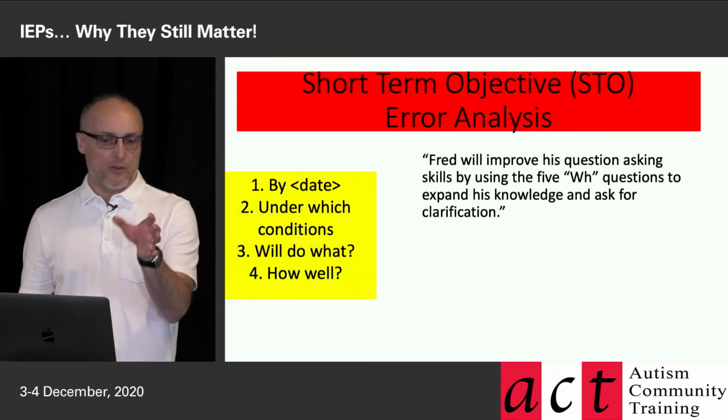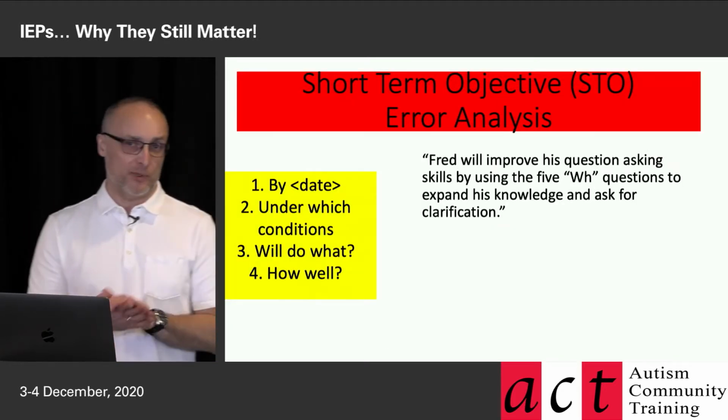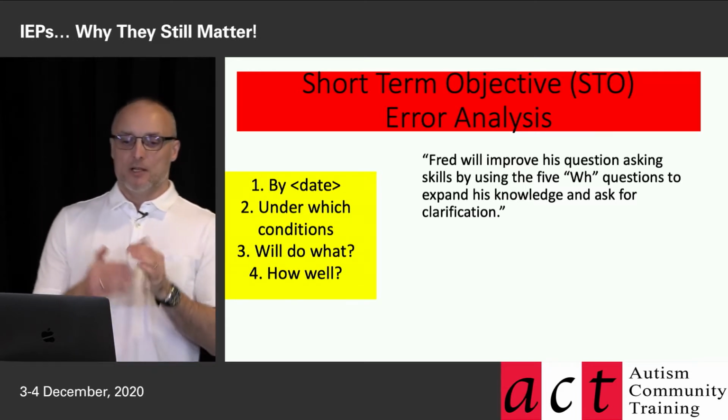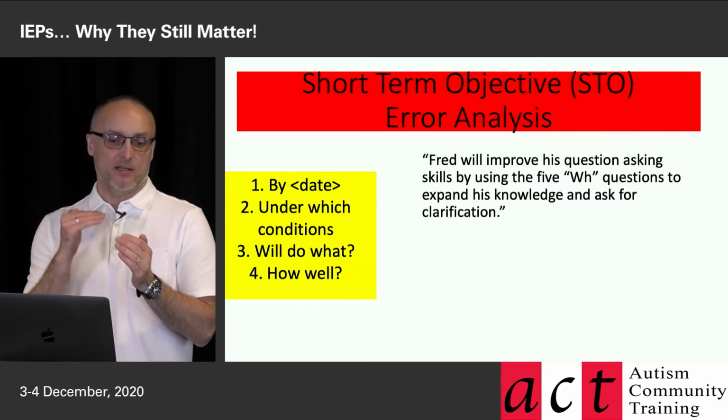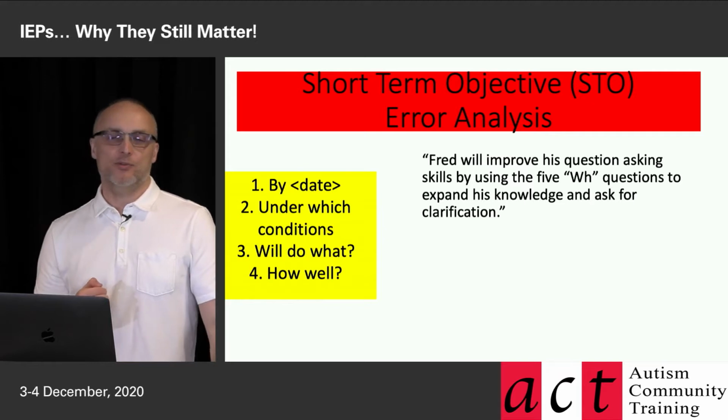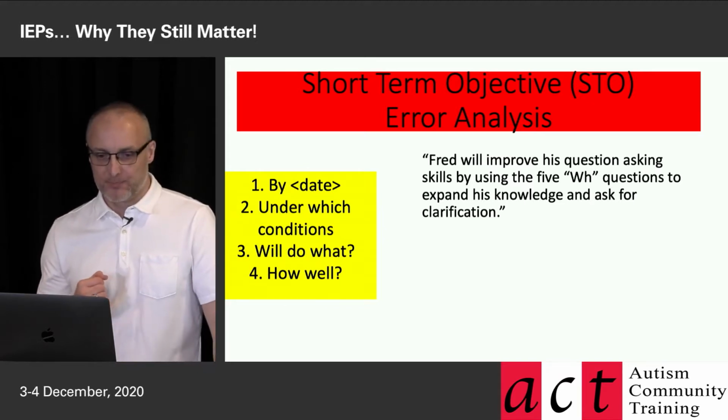All right, so on the left in the box, you see the formula for what's needed in a quality short-term objective, according to the BC Ministry of Education. By date, the context, the verb that the student will do, and the criterion for mastery. So let's do some error analysis, shall we?